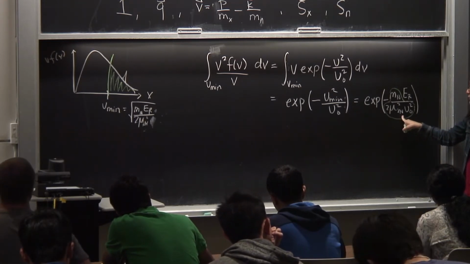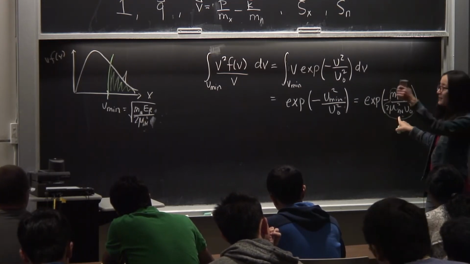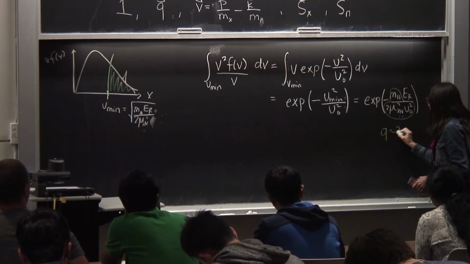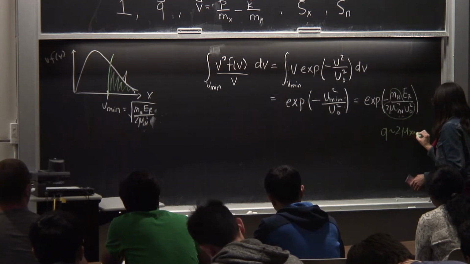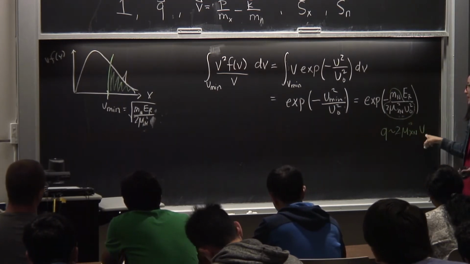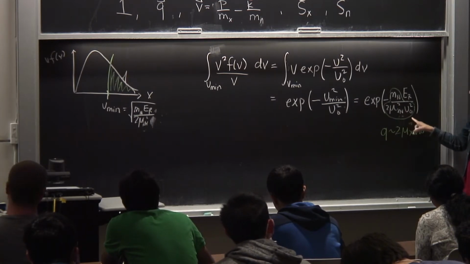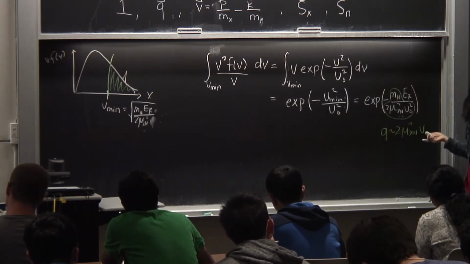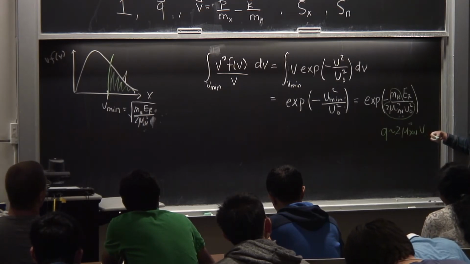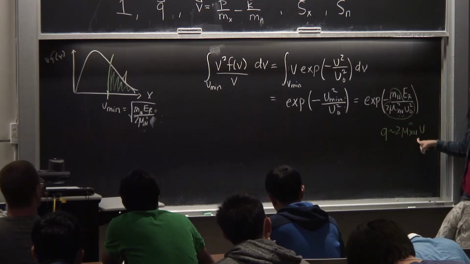So remember, we derived that on the very first board that the momentum transfer is going to be of order 2 times the reduced mass times velocity. And so if I replace that with the initial velocity dispersion, this sets the scale for that exponential fall off. These are all nucleus, yeah.